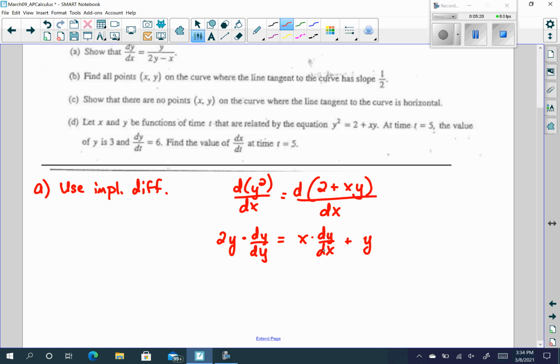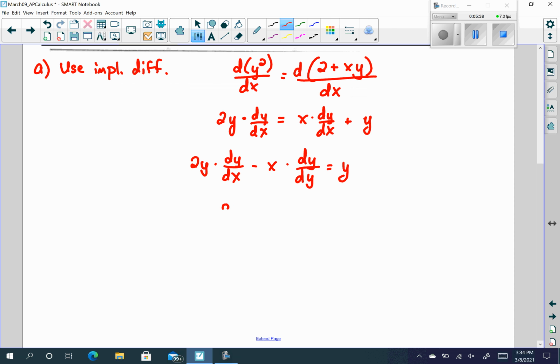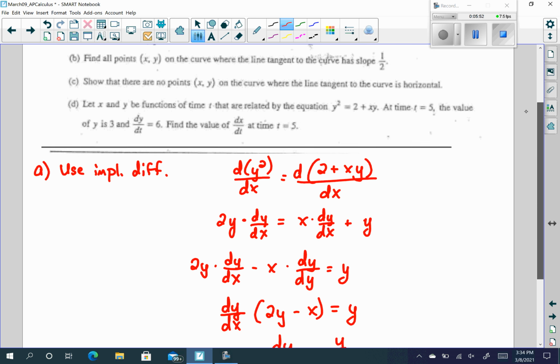Now I want to move all my dy dx terms over to one side, so we'll have 2y times dy over dx, again you can use y prime, minus x times dy over dx equals y. We'll factor out a dy over dx. We'll get 2y minus x is equal to y. And then dy over dx is going to equal y over the quantity 2y minus x.